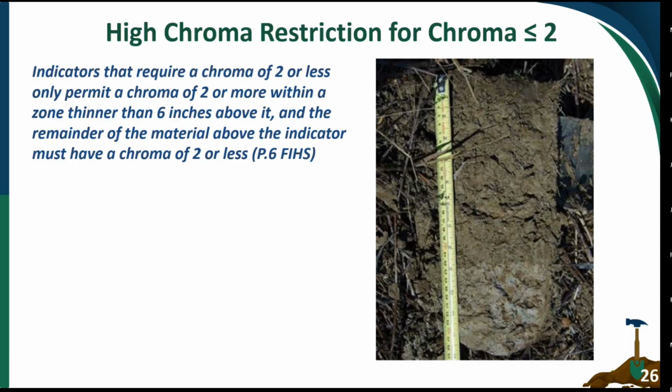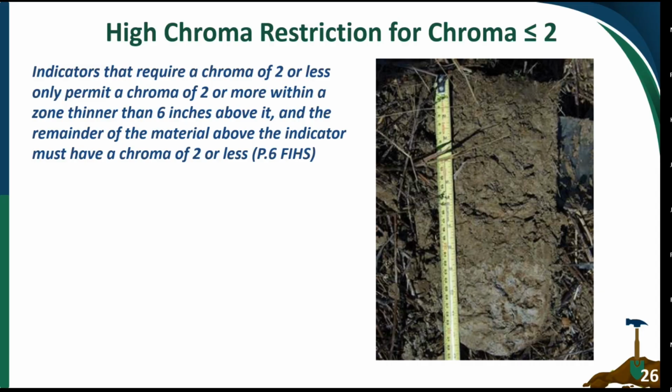Then let's talk about high chroma restrictions for indicators with chroma less than 2. So for most hydric soil indicators, like the one we use the most, F3 depleted matrix, that require a matrix chroma of 2 or less within the indicator layer, the soil material above the indicator layer must also have a chroma of 2 or less, with only one exception. A single zone with a chroma of greater than 2 is permitted, but it must be less than 6 inches thick.